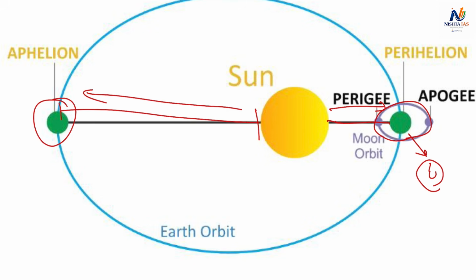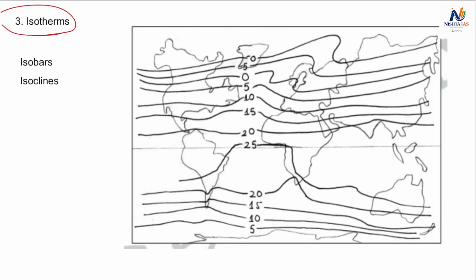So this defies the concept that the earth is having seasons because of its distance from the sun. It is never the case. It is always the tilt of the earth's axis with respect to the sun that is the reason for the seasonality and not the distance. So remember this concept very carefully.